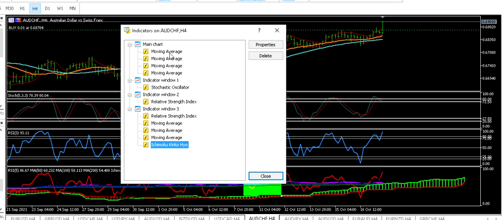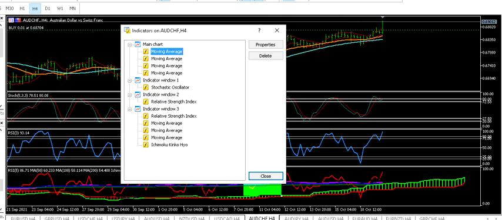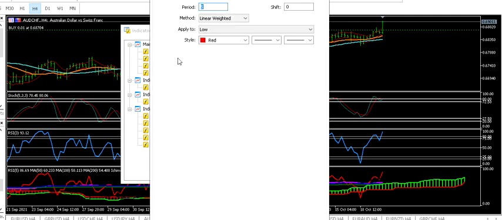Now for the main window, the first moving average is of period 5. The method is linear weighted, applied to high, and the color is red. The second is also period 5, linear weighted, this time applied to low. The initial one is applied to high, but this one is applied to low, and the color is still red.